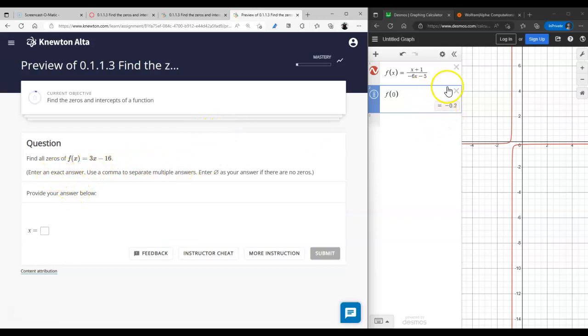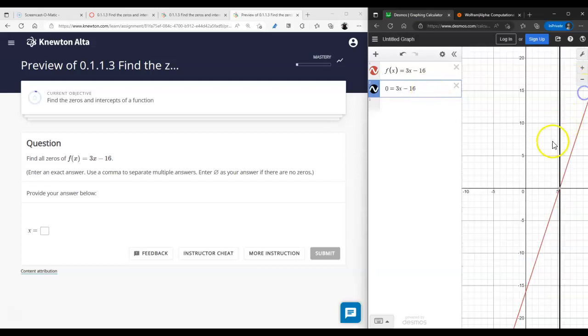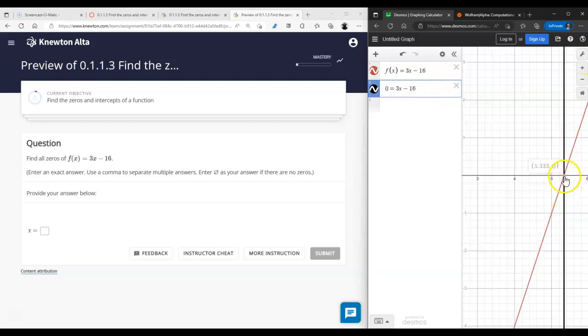Let's find all the zeros. So zeros is a fancy word for the x-intercept, and the x-intercept is similar to the y-intercept, except now we set the y equal to 0. So in this case, setting y equal to 0 means we let the left-hand side equal to 0. We can set that equal to 0 by typing this equation. So it will solve it for you, and it will point to this point on the graph.